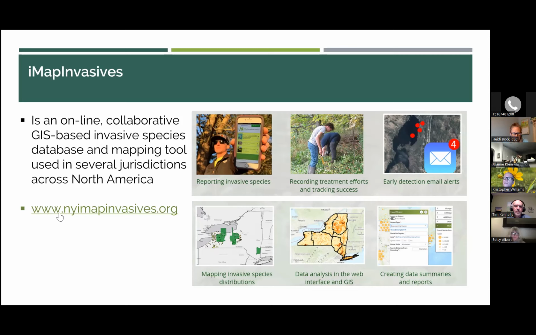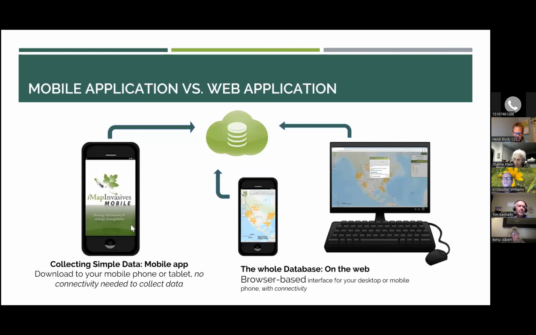Online, it's www.nyimapinvasives.org. That's how you sign up. You click on the password part and it says you don't have an account, register here, and then you check your email. We're not going to use this right now. We're going to solely focus on the phone.